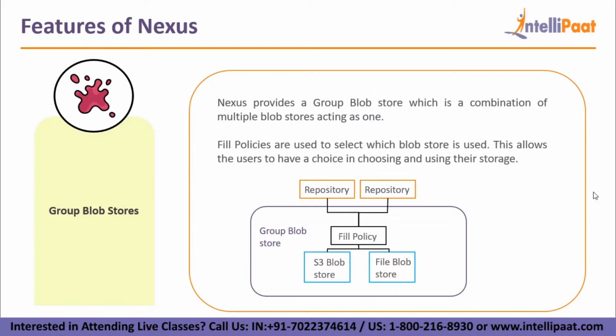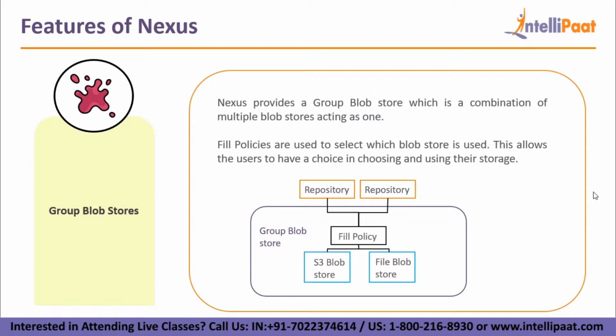Basically, whenever you download any binary assets via proxy repository or publish to hosted repository, they are stored in blob stores. Blob stores basically store any binary asset that you might need to use. When you have different blob stores, what Nexus does is it groups all of those blob stores into a singular blob store. That helps in accessing any binary asset that you may need.